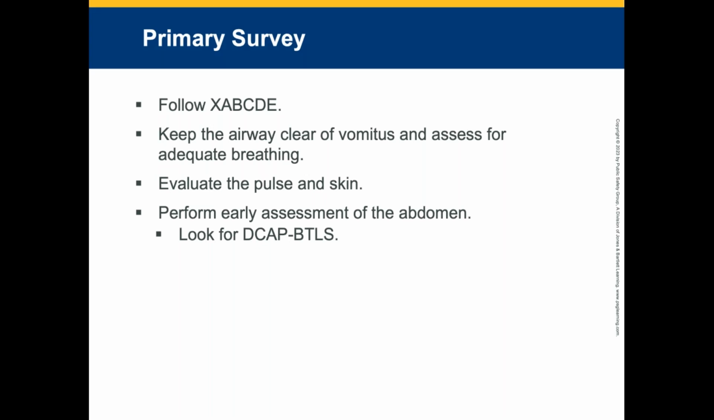Assess breathing for adequacy, rate, rhythm, and quality. Evaluate the patient's pulse, skin color, temperature, condition, and treat for shock according to your protocols. Early assessment of the abdomen as well: perform a full body rapid scan, and if you find a life-threatening problem during the scan, stop and treat it. Examine the abdomen closely, looking for DCAP-BTLS or hemoperitoneum as well. So is there any blood, ascites, a rigid abdomen? Do we feel that as part of our assessment?